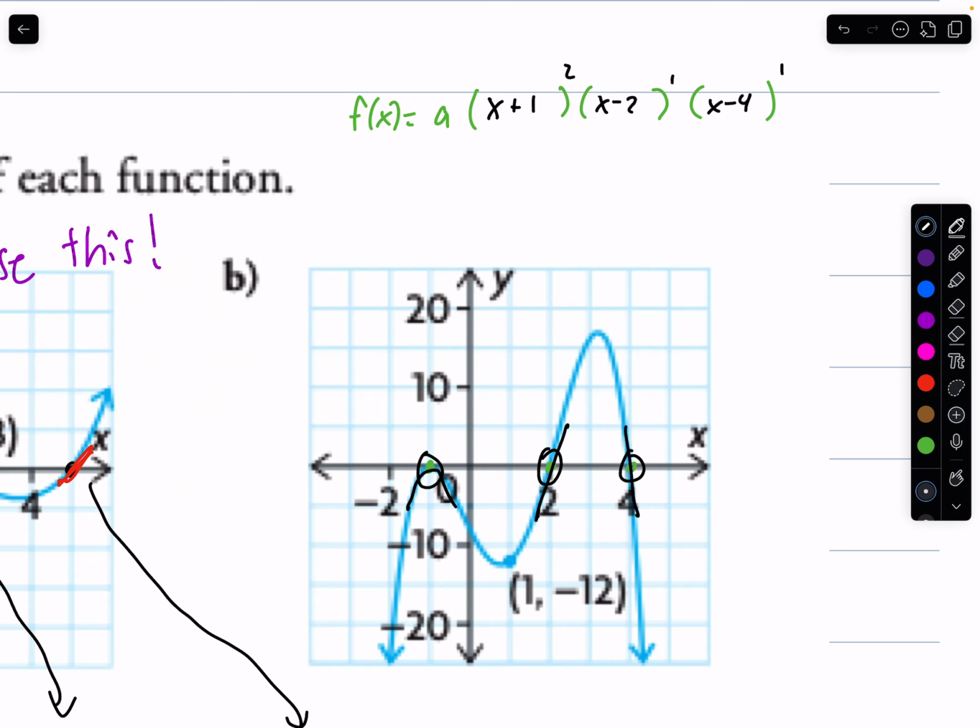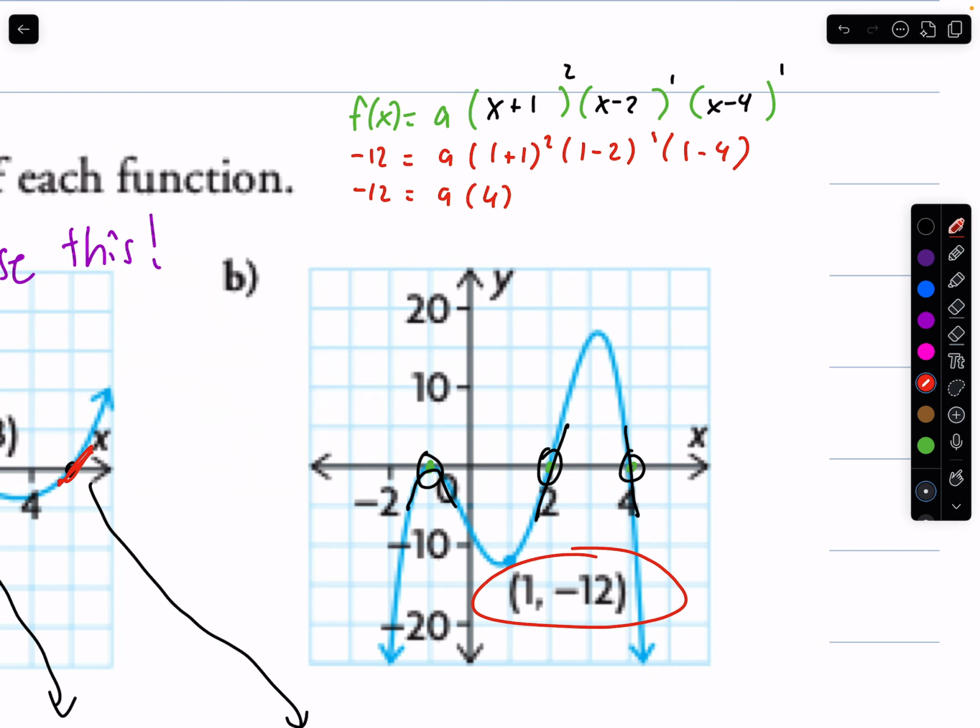And now, all I got to do is look at this point, 1, negative 12, and plug it into my equation, and then I can solve for a. And then once I get the a value, then I'm pretty much good from there. So we can actually do it out. Negative 12 equals a times 2 squared, which is 4, times negative 1, times negative 3. Negative 12 is equal to a times 12. And then I can divide both sides.